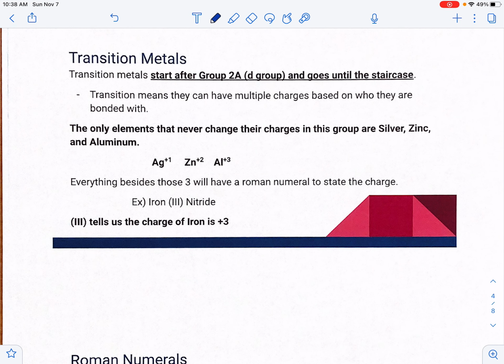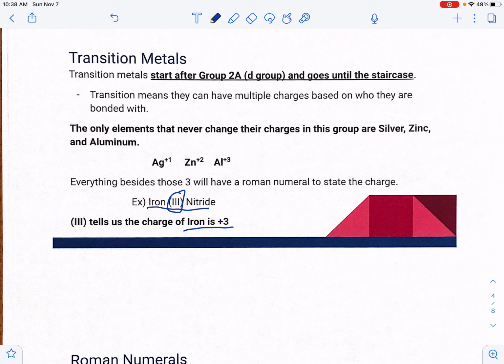So everything besides those three, when we start doing naming, will have to have a Roman numeral to state the charge. My example is iron 3 nitride. Now, iron can have something different. It could be iron 2, it could be iron 1, it could be iron 4. So we have to put a Roman numeral to tell you the charge of that particular iron. That 3 right here tells me that iron has a charge of +3. It does not tell me how many irons I have. It just tells me that iron has a charge of +3.